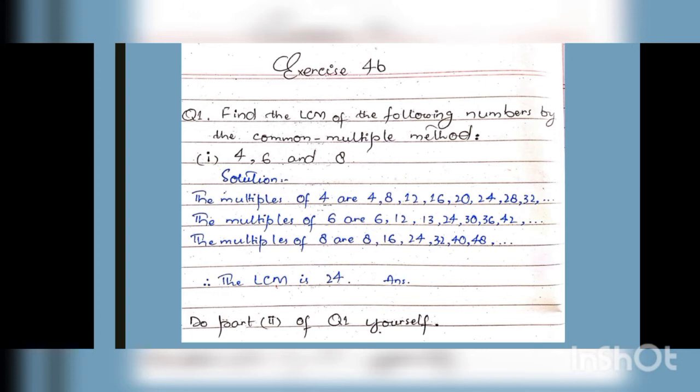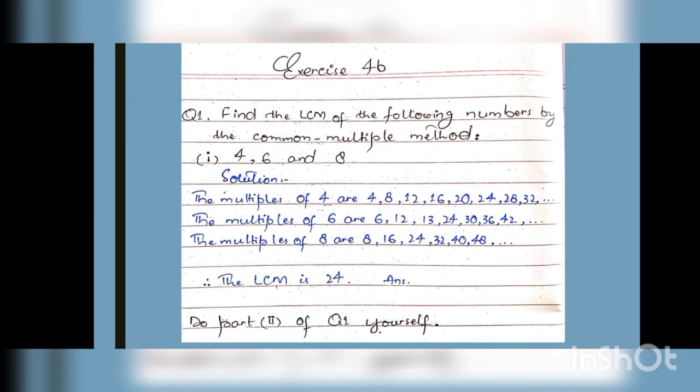Now exercise 4b. Question number 1 is: find the LCM of the following numbers by the common multiple method. So part 1 is 4, 6 and 8. You are given 3 numbers and you have to find the least common multiple of these 3 numbers. So first our motive is to find the multiples of 4, the multiples of 6 and the multiples of 8 individually, and then we need to look at the common multiples, and then we will pick up the least common multiple.